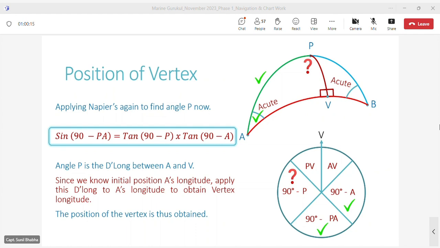Right. If you have a side 90, then when you apply the Napier's rule, in the bottom part the 90 will go in the end and the part of the triangle will come in the front. That's right. If PA becomes 90, that means A is at the equator. Okay, all right. Moving ahead.